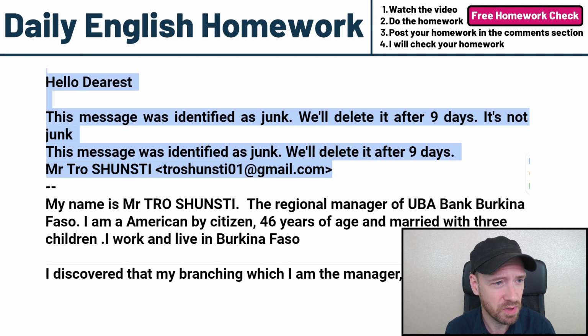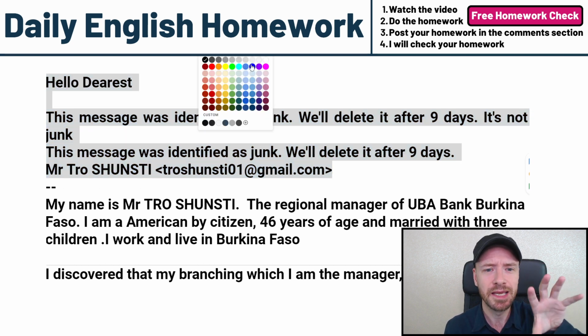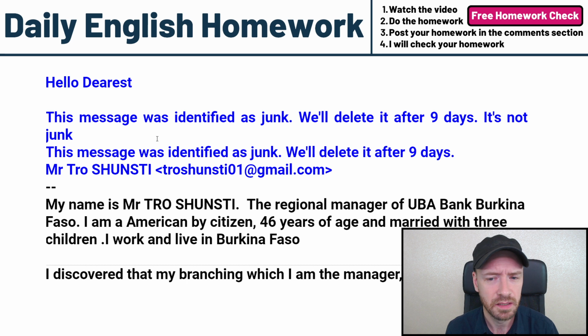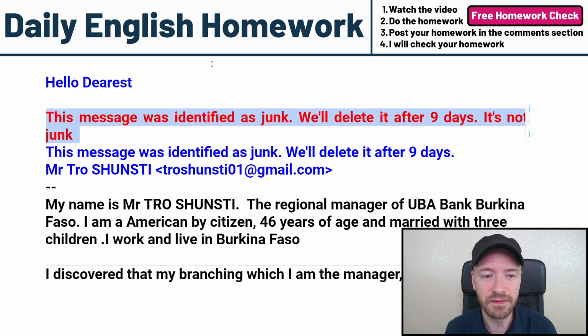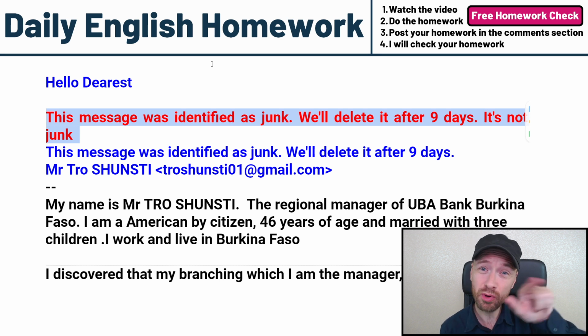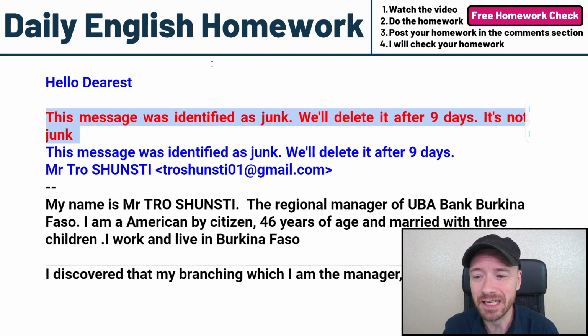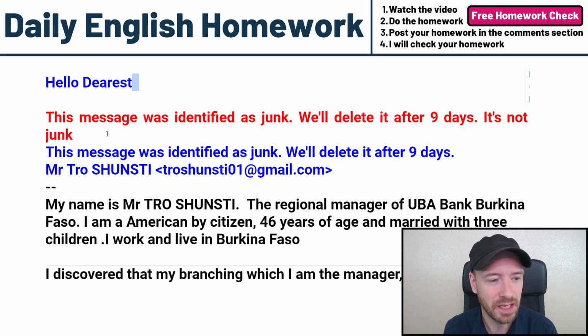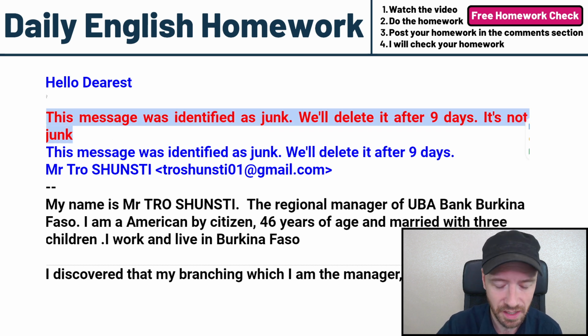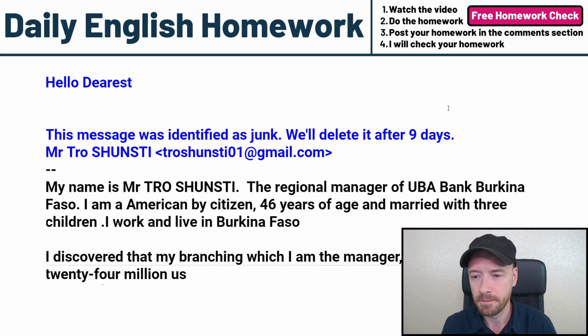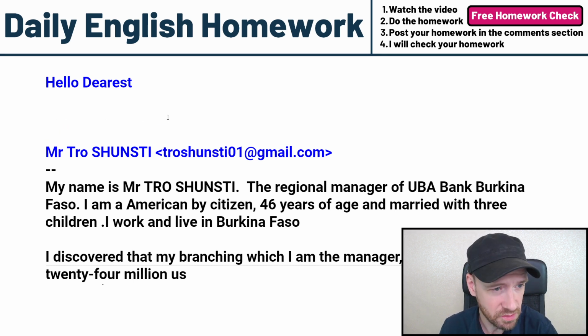And this part is the top, his heading of the email. And I use Hotmail and Gmail. This is from my Hotmail account. I have a lot of spam there. So Hotmail flagged it. When they flag it, they tell you this message was identified as junk. So they put it in my junk folder. We'll delete it after 9 days. And I had to click it's not junk. So I didn't click that. It is junk. And they sent it twice. All right. So this was the heading.